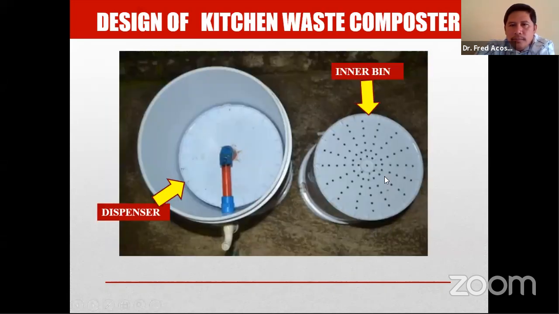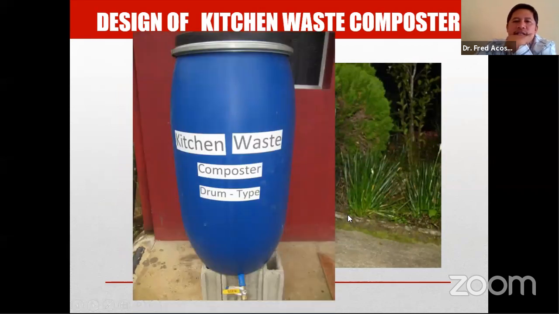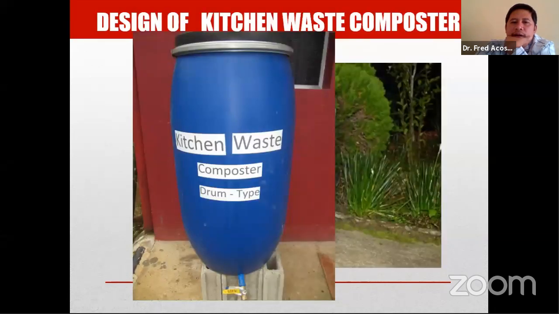This is the bottom side of the composter. As I mentioned, there are holes to drain the liquid, and there is a faucet wherein you can collect the liquid. This is a bigger, maybe a 200-liter drum composter for large scale, maybe for schools, for hospitals, even for businesses. If you produce a lot of kitchen waste, it's advisable to use a 200-liter container.